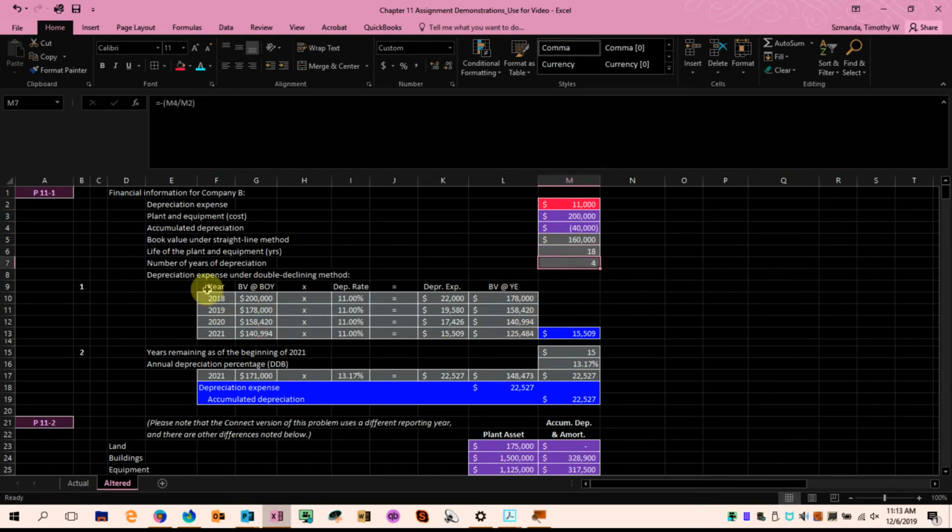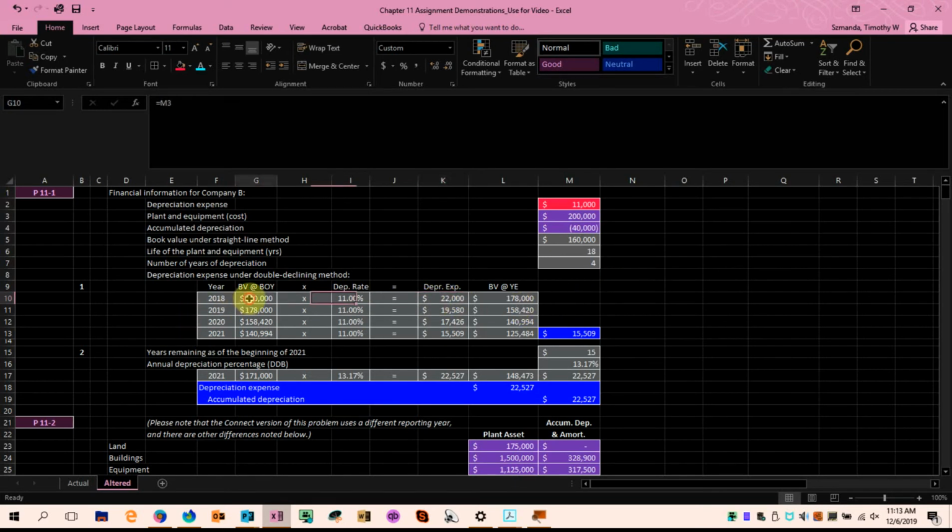So I took all this information and I created this table because it's helpful to see, especially under double declining, the calculation of the rate times the ever declining balance. So for 2018, we started with the $200,000 cost. We multiplied it by 11%. So 11% would be 1/18 times 2, double declining. So 1/18 would be straight line, and then times 2 is double straight line or double declining balance. And that comes out to 11%. And then we multiply that by the $200,000, and for the first year we wind up with $22,000.